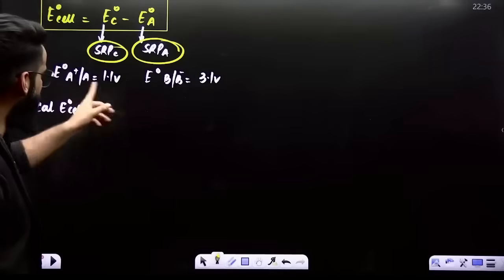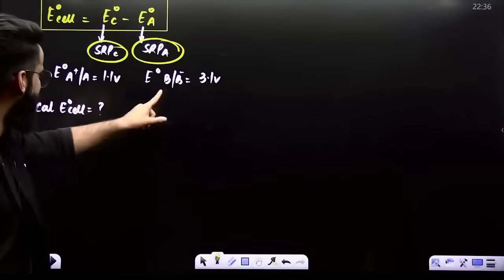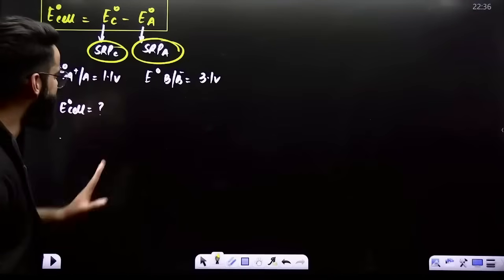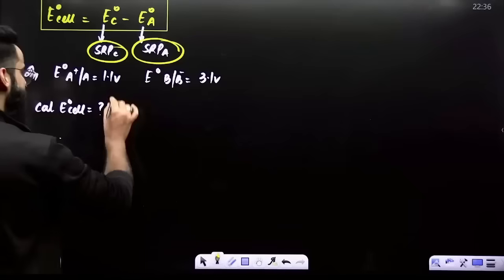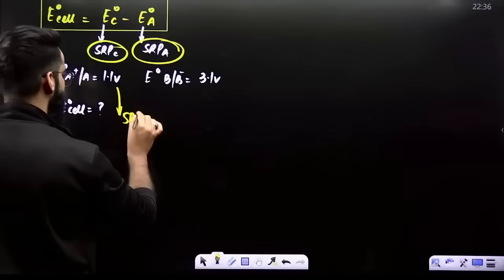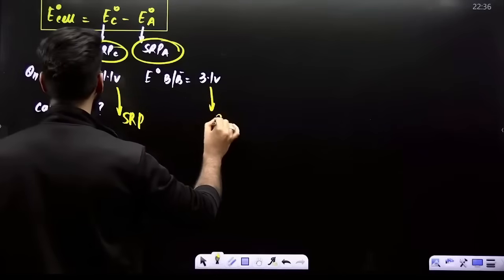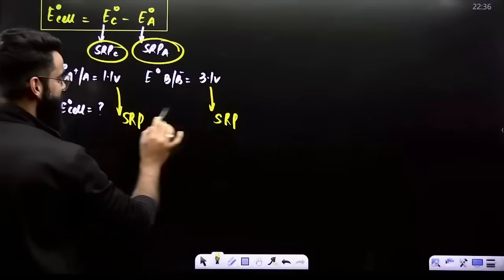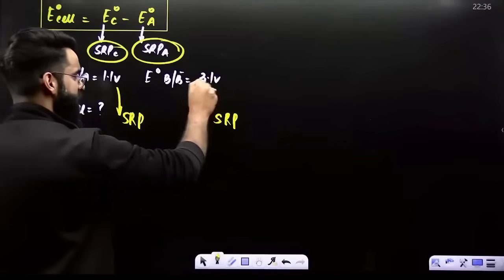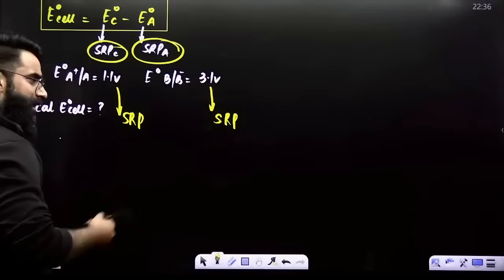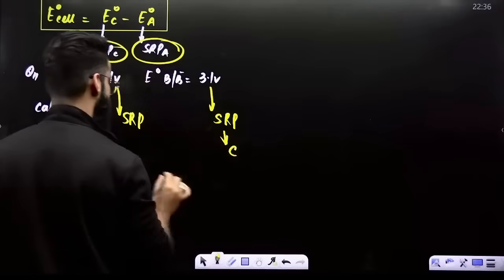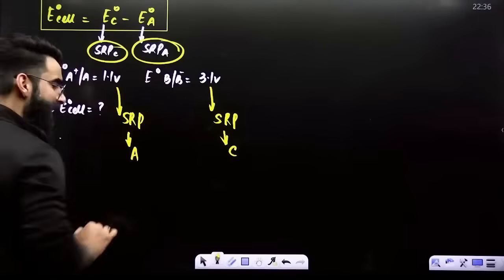If you look at this particular question, I'm given certain values. E0 of A positive gives A is equal to 1.1. E0 of B positive gives B is equal to 3.1. Over here, this is the SRP value, and this is also the SRP value. First, let's check which one has more SRP. This one has more SRP. More the SRP, more tendency to undergo reduction, and reduction takes place at the cathode. So this is your cathode and this becomes your anode.